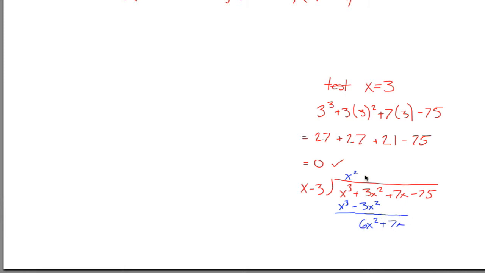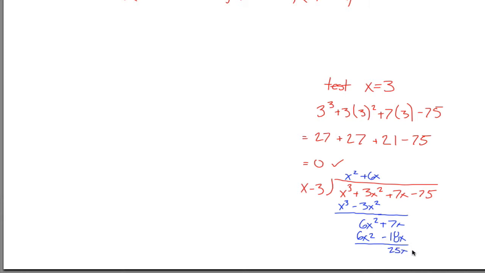If I want to get rid of this 6x squared, I better put a 6x up here, because 6x times x is 6x squared. 6x times negative 3 is negative 18x. Now I subtract again. 7 minus negative 18 is the same as 7 plus 18, which is 25.